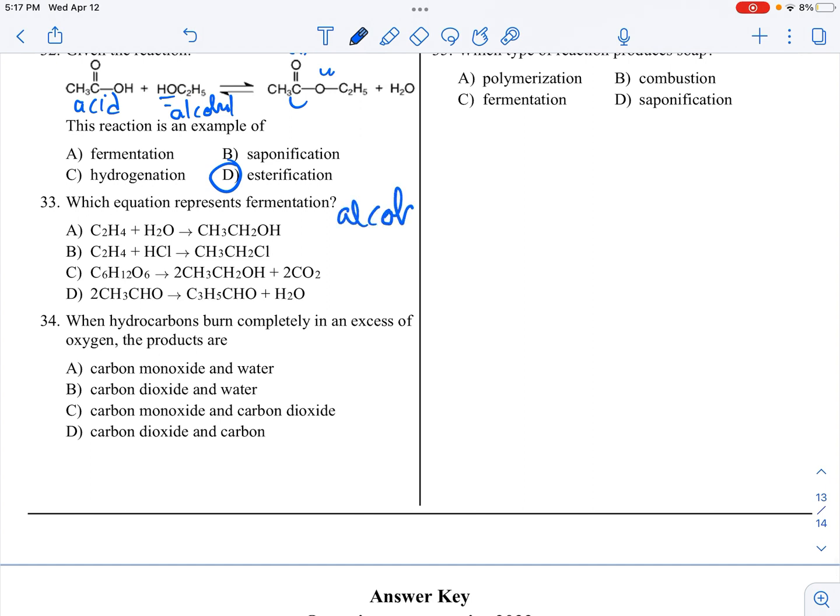Fermentation is the production of alcohol. So which produces alcohol? Well, there's an alcohol in A. No alcohol here. There's also an alcohol in C. By the way, how do I know it's alcohol? Because it's got that hydroxyl group. So what's the difference? Is it going to be A or is it going to be C? Well, in fermentation, not only do you form an alcohol, you also give off carbon dioxide. And you need a sugar for the yeast to eat. So it is choice C.